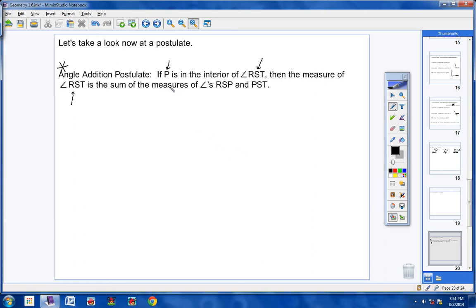Notice it says this: if P is in the interior of angle RST. So let's go ahead and draw angle RST. Everybody see that okay? And it says P is in the interior. So I'm going to put P right here. Okay, and let's go ahead and draw a ray, because we're going to need one in just a second anyway. So go ahead and draw a ray that goes through point P. Do you see what I've done there?